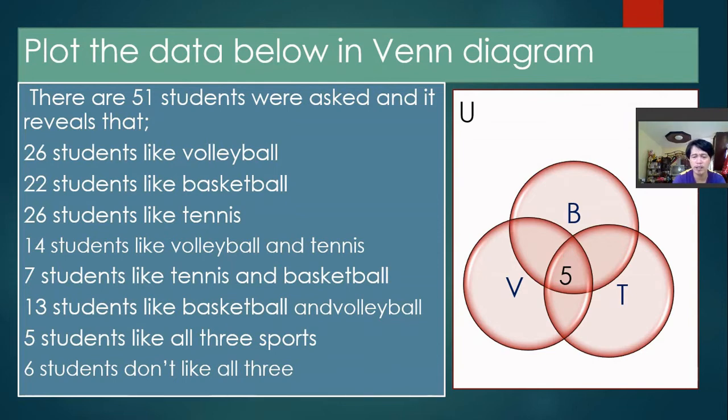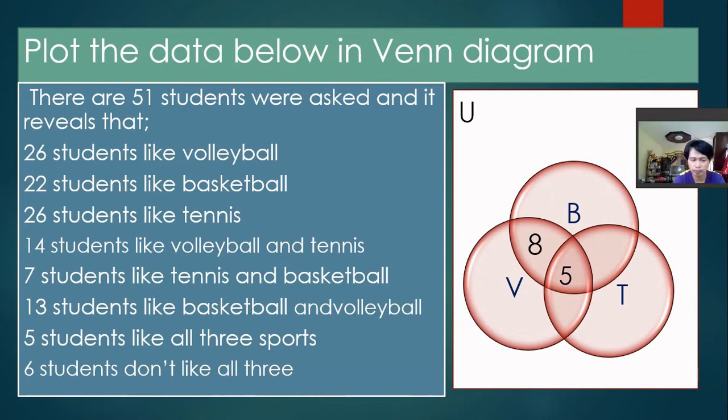What number to be added to 5 to get 13? And that number will be put on the space in the intersection of volleyball and basketball. Here it is. So that's 8. So 13 students like basketball and volleyball, because 8 plus 5 is equal to 13.